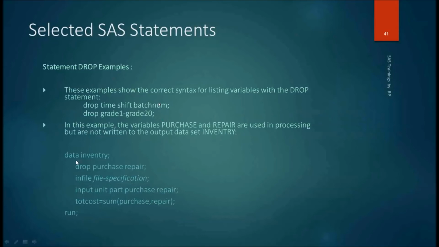I'm creating one data set, inventory, by using an external file. Here I don't require purchase and repair variable information. So by avoiding these variables, I have mentioned drop, purchase and repair, separated by spaces. So my output data set doesn't have purchase and repair information.